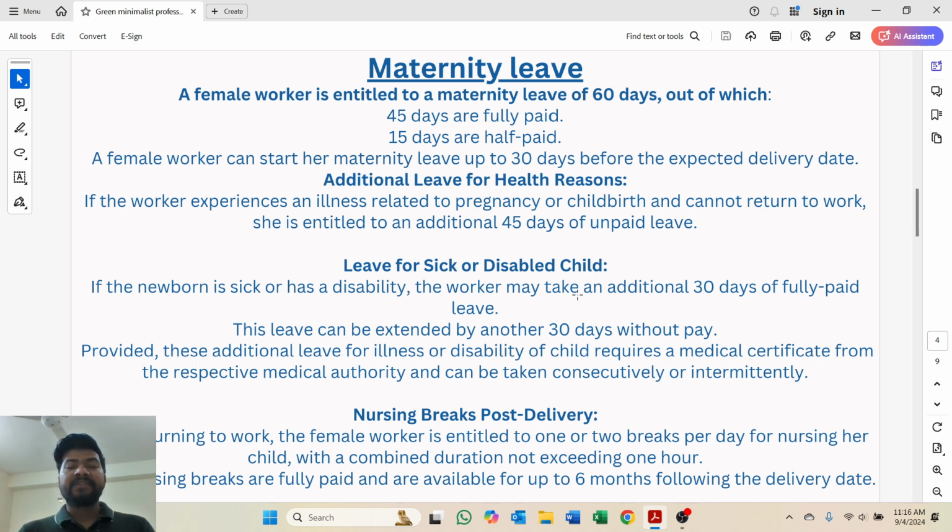Next is the nursing break post delivery. When a female worker returns to work, she is entitled to 1 or 2 breaks per day for nursing her child, with a combined duration not exceeding 1 hour. So maximum 1 hour of break, which can be broken down into two parts, 1 or 2 in a day, for nursing her child. Here, the nursing breaks are fully paid and will be available for up to 6 months following the delivery date.